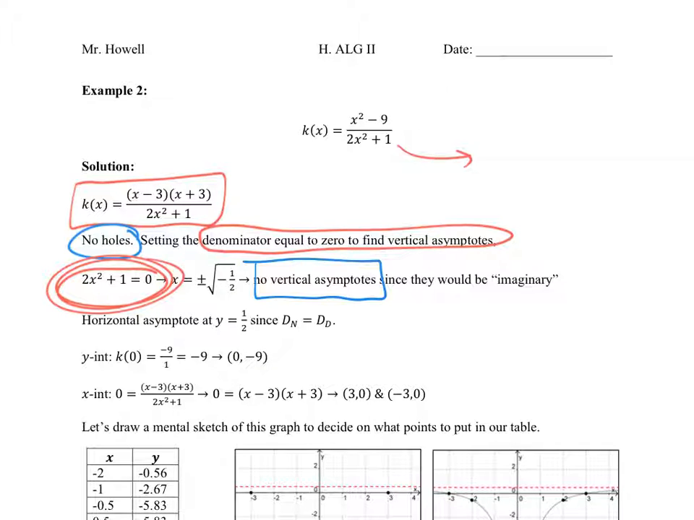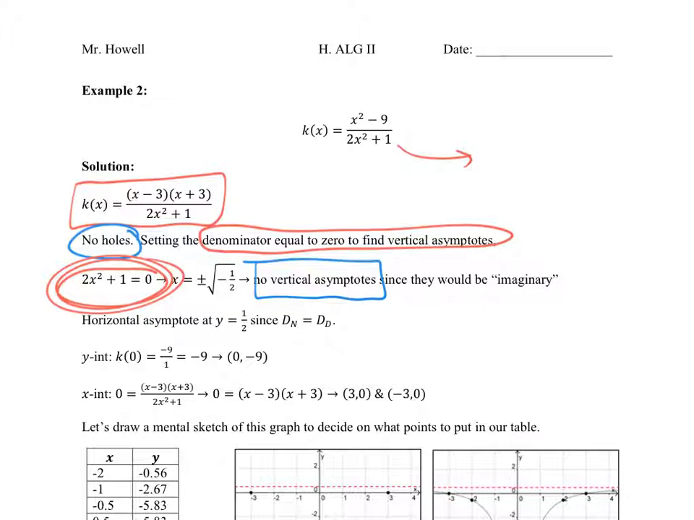I want you to see this from a different perspective, so please look at this. If this must be positive, and you're adding 1 to it, could this ever be 0? No. The denominator can never be 0. Again, I want you to see it both ways. First, it cannot be factored. Set the denominator equal to 0, you get imaginary answers, which means there's no vertical asymptotes.